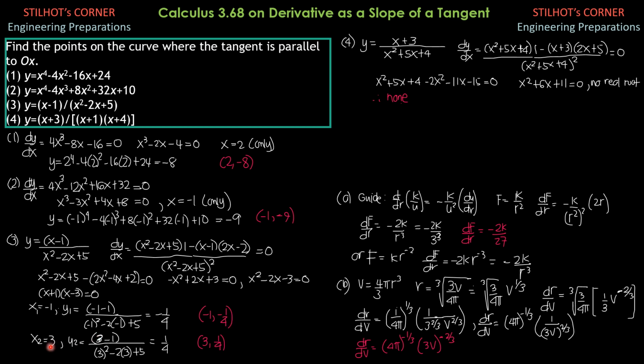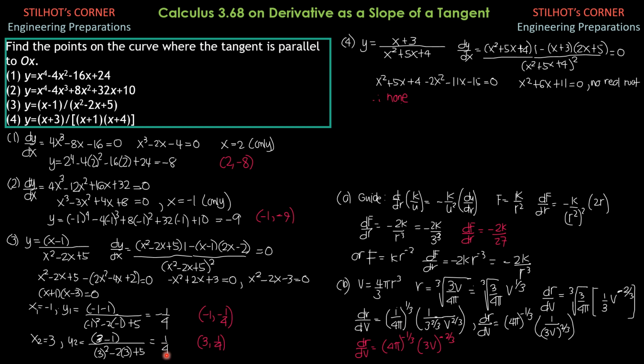For the second part, x minus 3 equals 0, so x2 is 3, then y sub 2 is 3 minus 1 all over 3 squared minus 2 times 3 plus 5, so the numerator is 2, the denominator is 3 squared, 9, minus 2 times 3, 9 minus 6 is 3 plus 5, 8, 2 over 8 is positive 1/4.